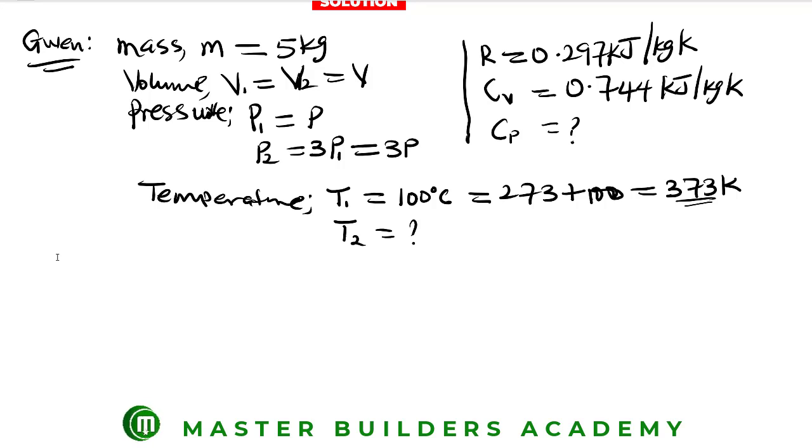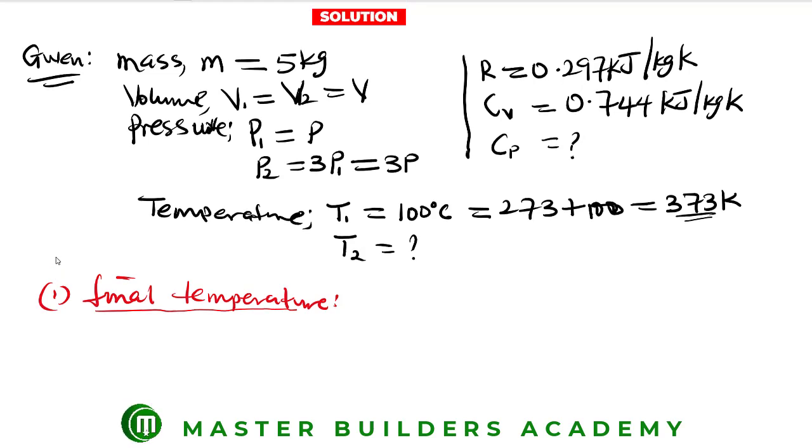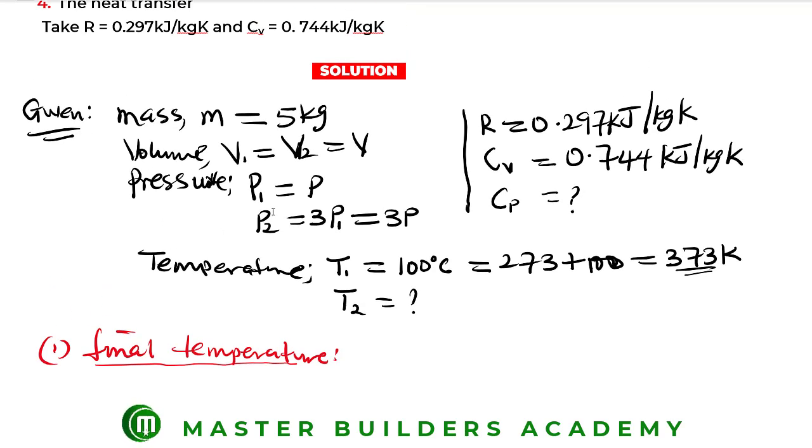Number one, final temperature. All you need to do to find the final temperature is to relate the given parameters with that of temperature. Now remember, when volume is constant, what you have is what we call Charles law, right? Or you can use the general ideal gas equation, any one you want to use. Let's use that.